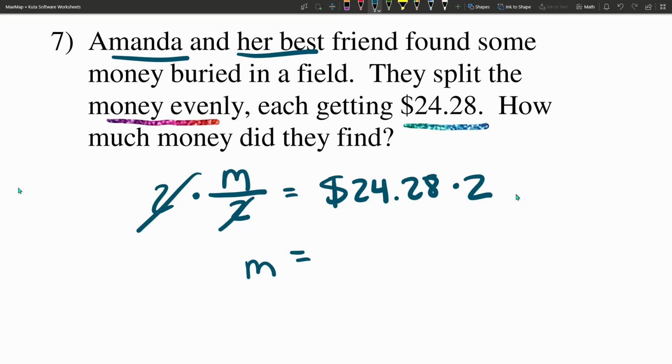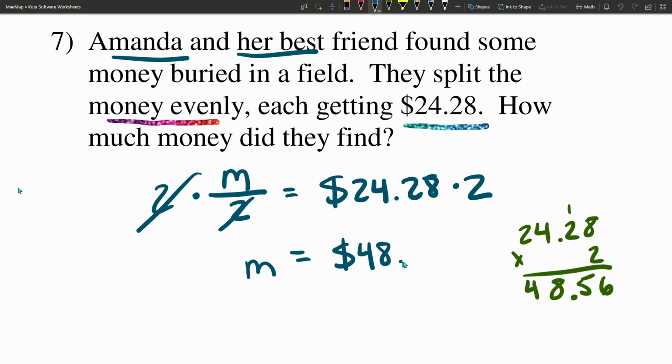Now, this might be a little bit easier to visualize vertically. So we're going to write 24.28, and we're going to multiply that by 2. 8 times 2 is 16, carry the 1, 2 times 2 is 4, plus 1 is 5, 4 times 2 is 8, and then 2 times 2 is 4. And remember, this has a total of 2 decimal places, so I need to make sure I move 2 decimal places for my answer as well. So we get a total of $48.56 that they found buried in the field.